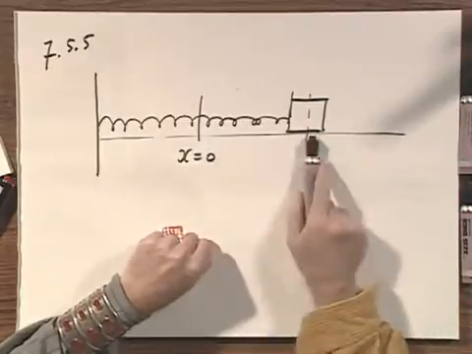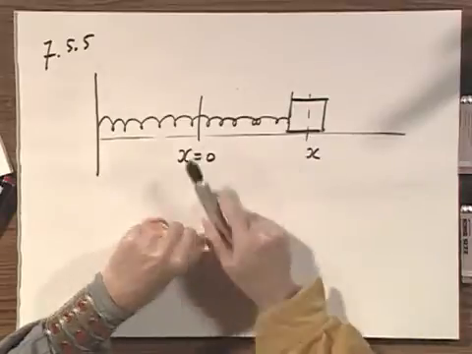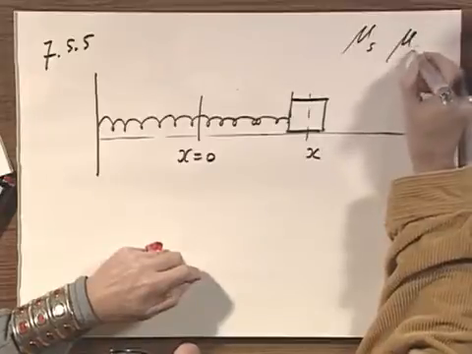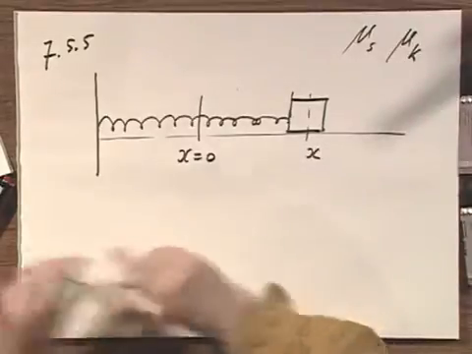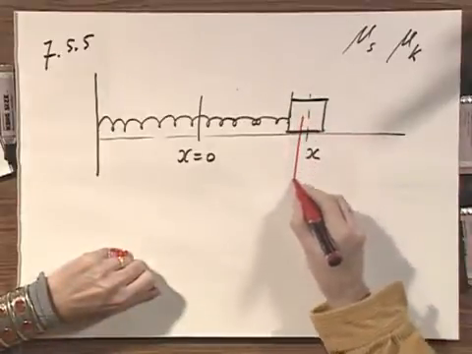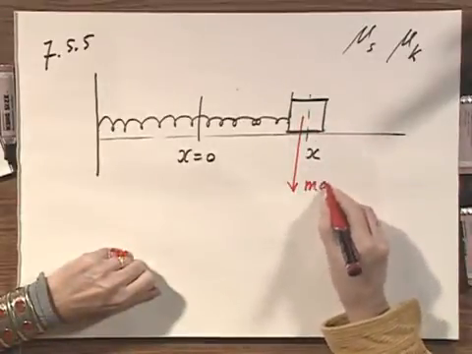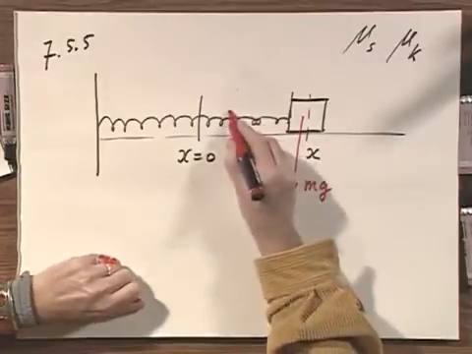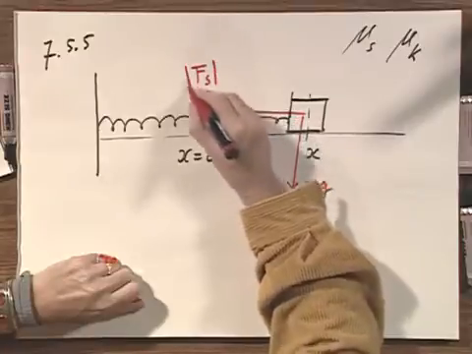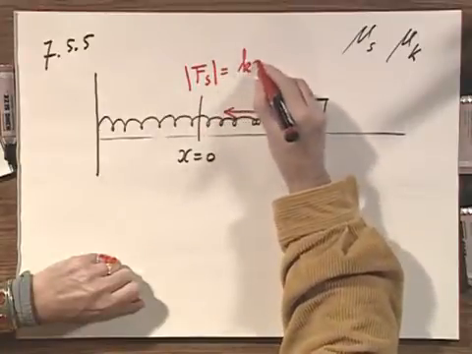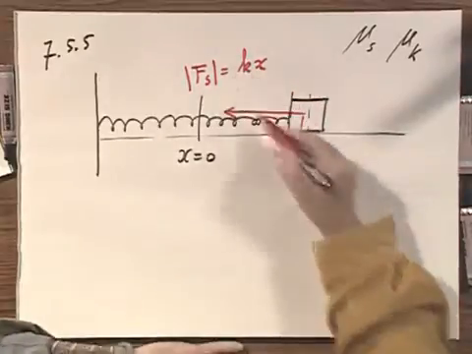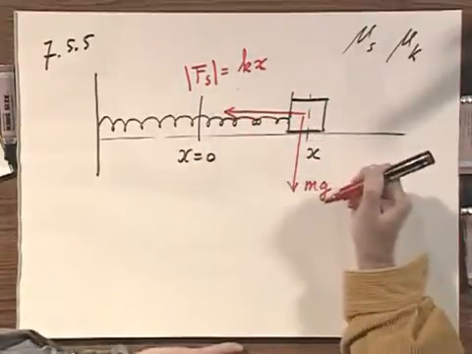And the question now is, how far can I move it so that it doesn't start to slide? There is a static friction coefficient mu s, and there is a kinetic friction coefficient mu k. Let's make a free body diagram. mg, non-negotiable. Here is a force, the spring force, whose magnitude equals kx. It's opposing x, so I can write down in vectorial form that it is minus kx, but I'm only interested in the magnitude now.